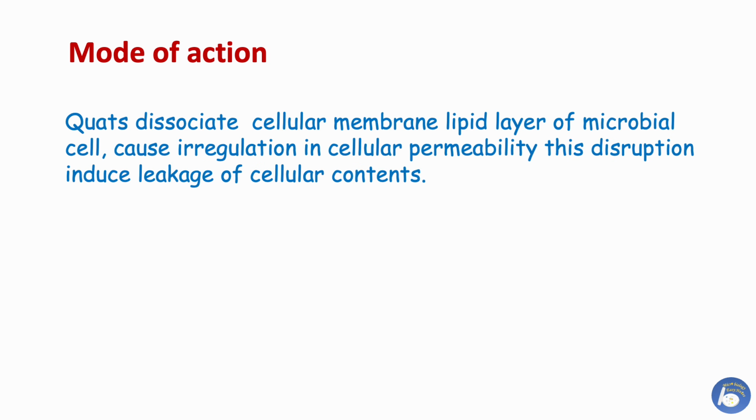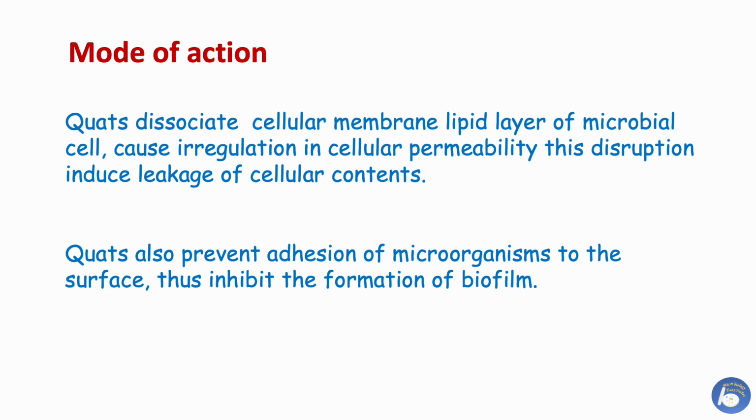Mode of action of quats. Quats disrupt the cellular membrane lipid layer of the microbial cell, causing irregularity in cellular permeability. This disruption induces leakage of cellular contents. Quats also prevent adhesion of microorganisms to surfaces, thus inhibiting the formation of biofilm.